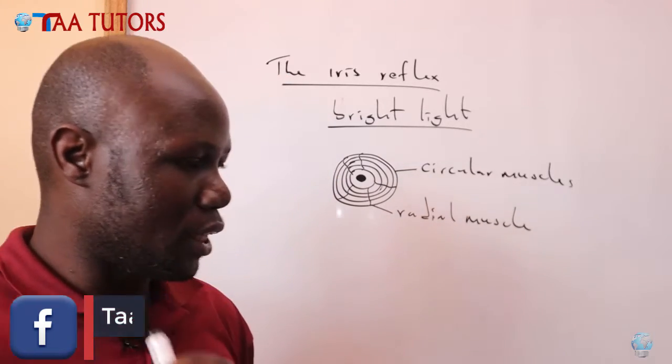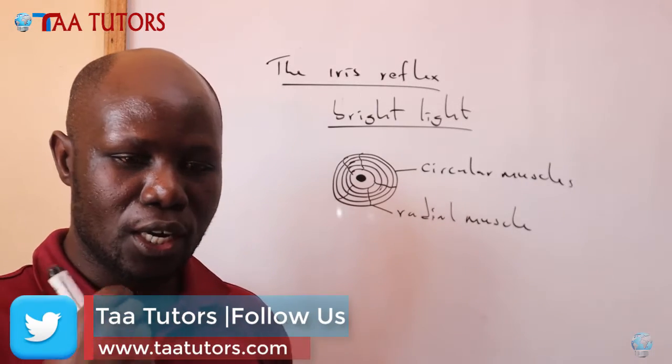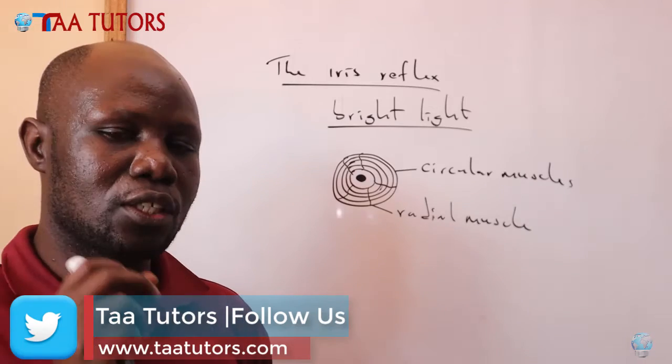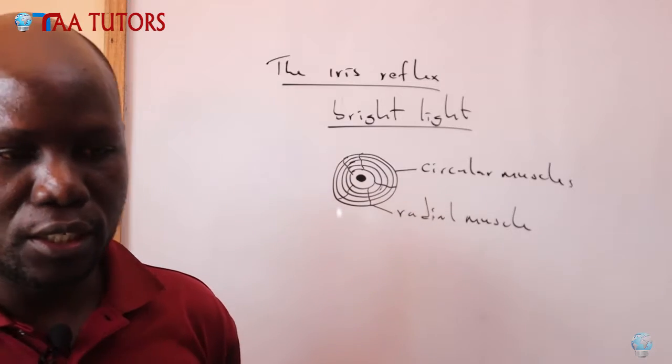So it means that excess or strong light is dangerous to the eye. So there is how the eye will behave to make sure that only the correct amount of light is reaching the retina.